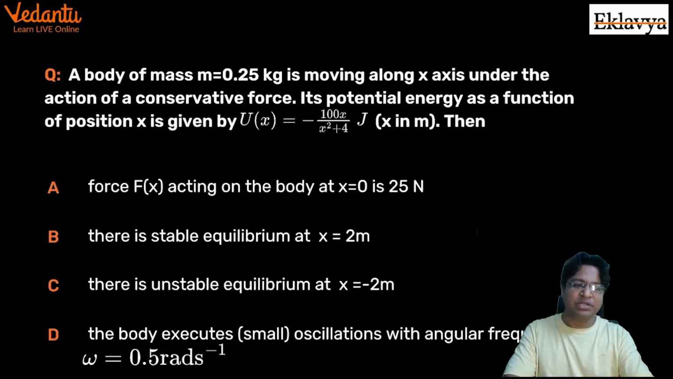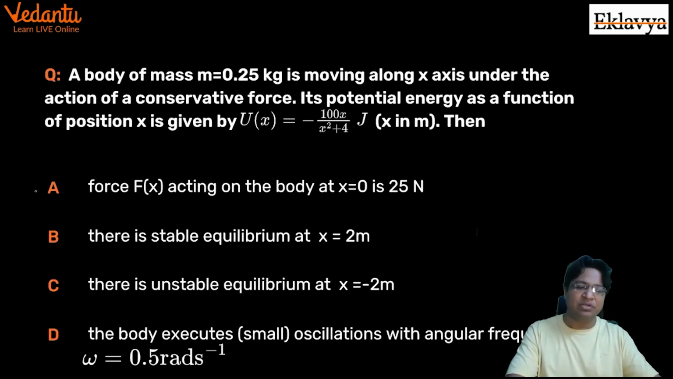The first option says that force acting on the body at x equals to 0 is 25. So if I put x equals to 0 here, f at x equals to 0, I get 100 into 4 divided by 4 square. So yes, it is 25 Newton. So this is correct.